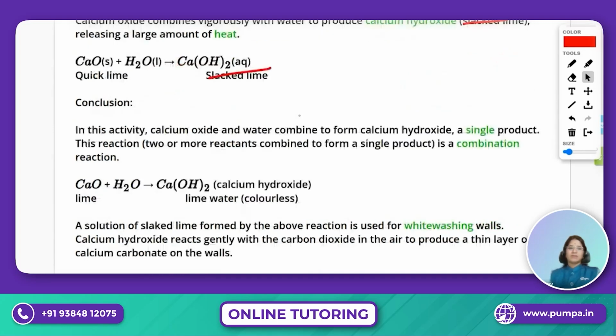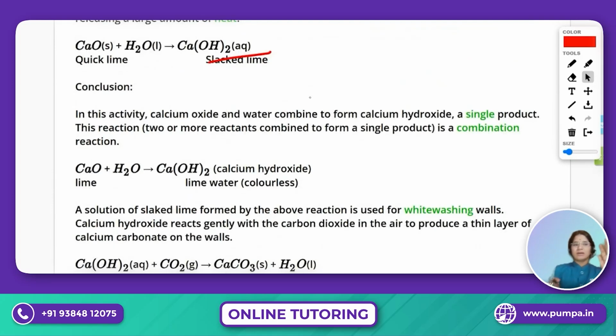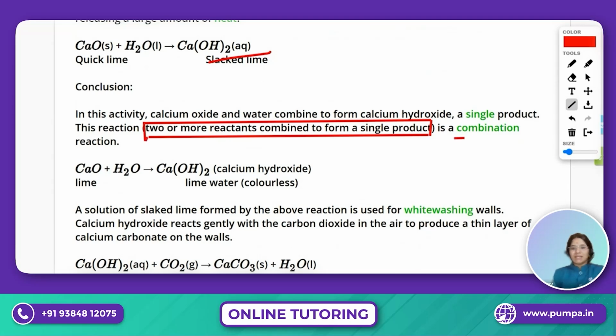Now, when you conclude, what is the conclusion? Here there are two different substances, calcium oxide and water. They combine to form calcium hydroxide, a single product. So two or more reactants combine to form a single substance. This is the main important key point of combination reaction, the one which I have boxed. So that is what we call a combination reaction.